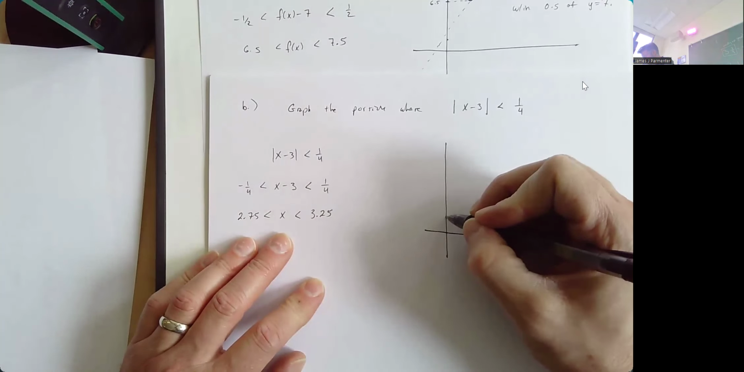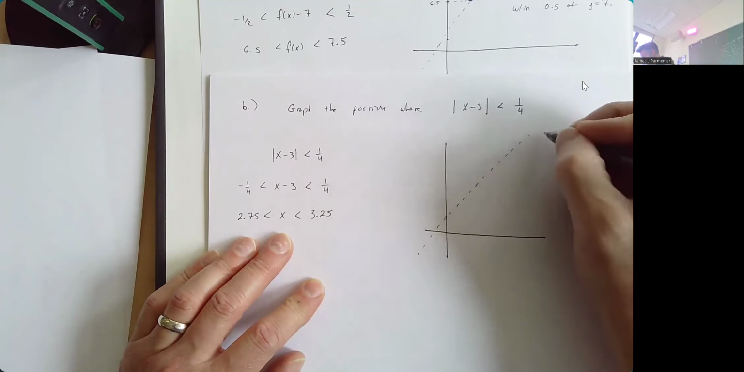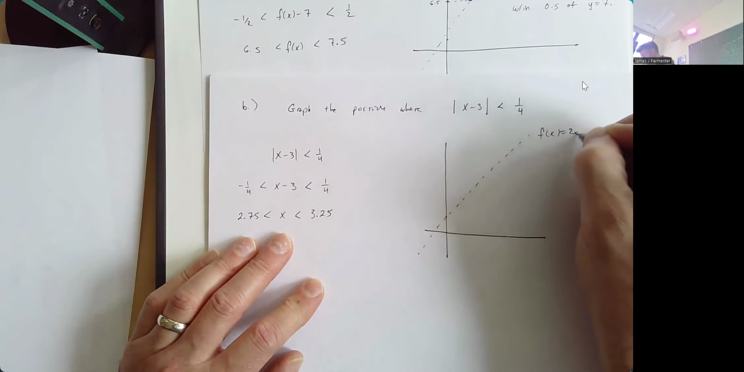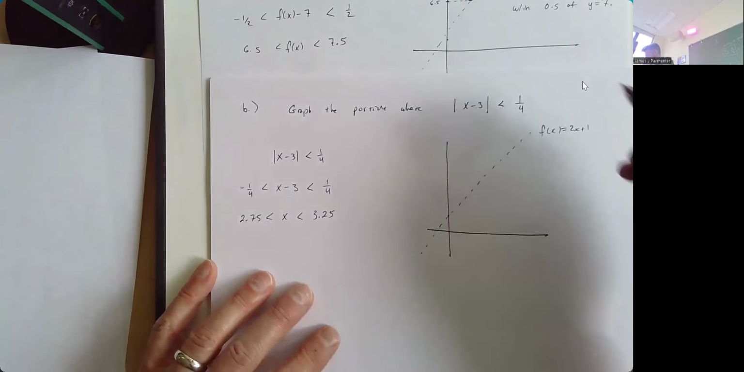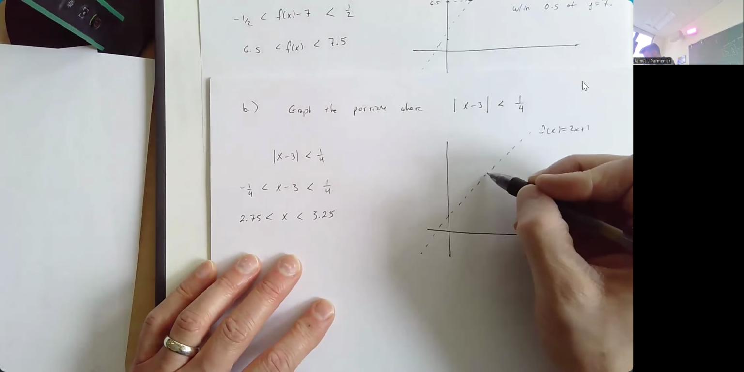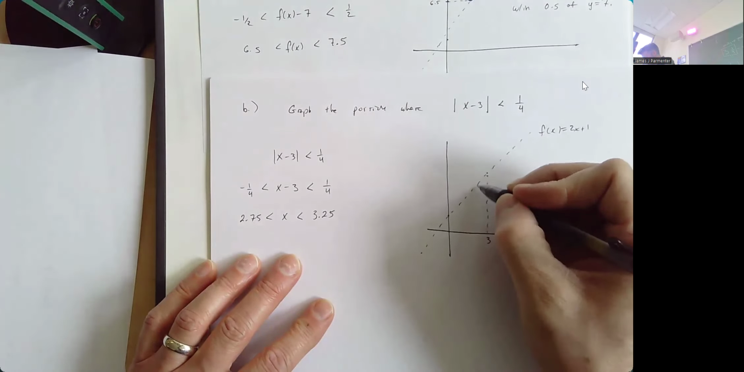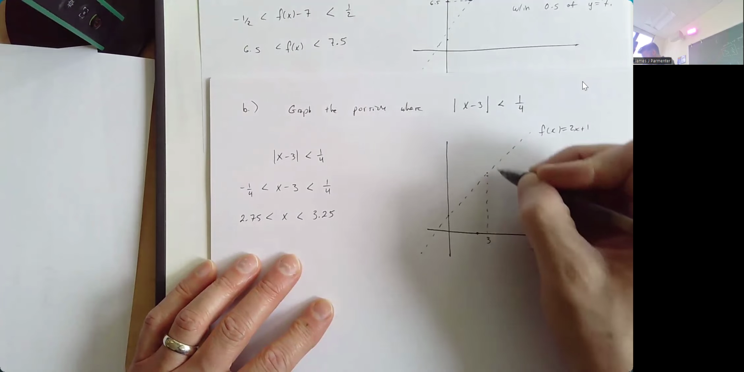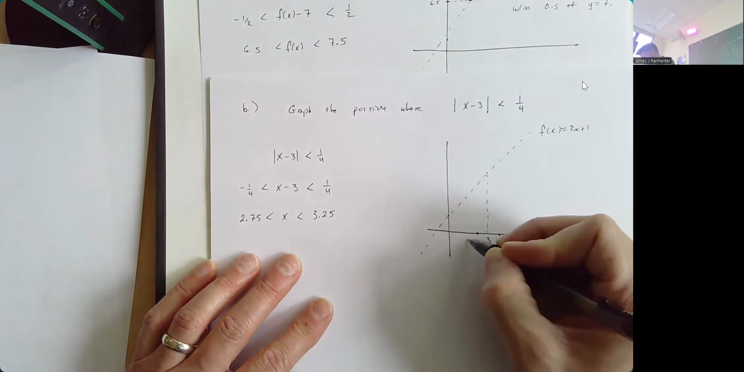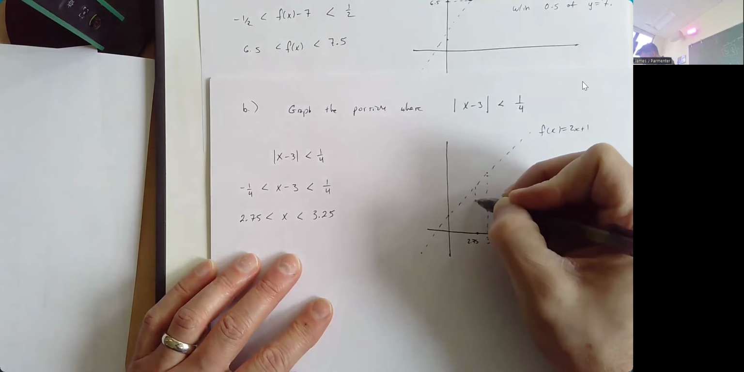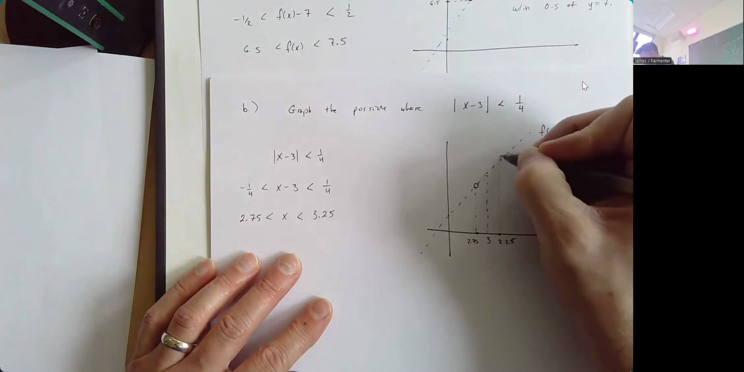Try and make my graph look as similar as I can. This is still f of x equal to 2x plus 1. Trying to line things up here because we're going to see something. Let's say that's x equal to 3. So here's 3 1/4. Sorry, there's 2 3/4. There's 3 1/4. So we're getting this portion of the graph.